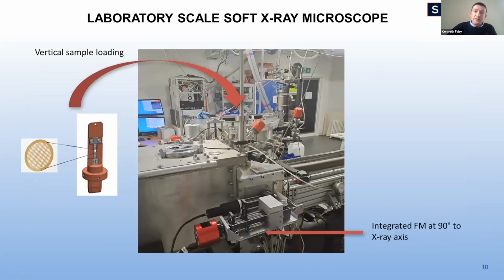There's a couple of features I'd like to mention at this point. Currently, the microscope accepts samples prepared on standard 3mm EM grids. These are loaded vertically into the microscope via a vacuum load lock, and we're currently in the process of modifying the sample holder to accept autogrids for correlative studies with electron microscopy.